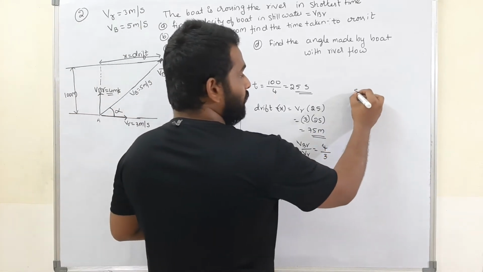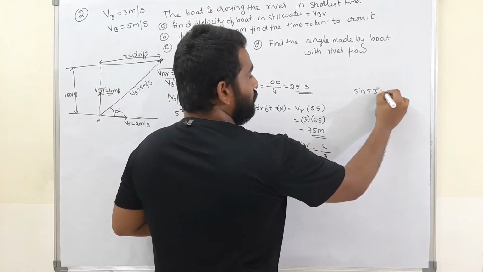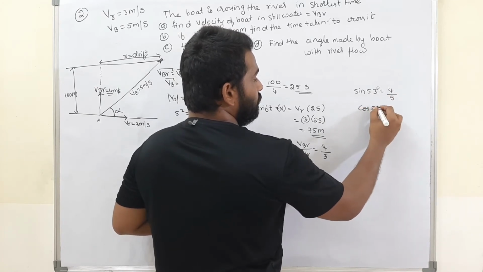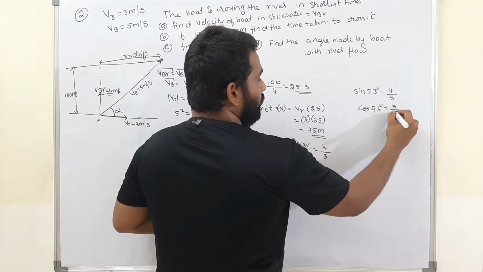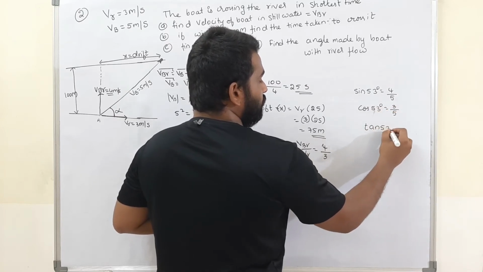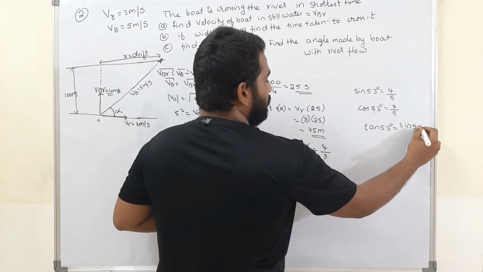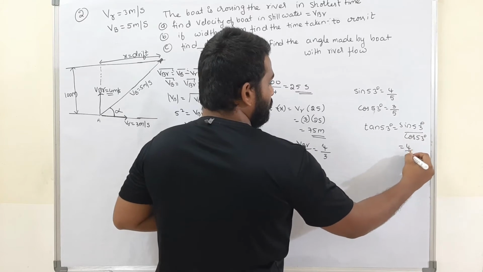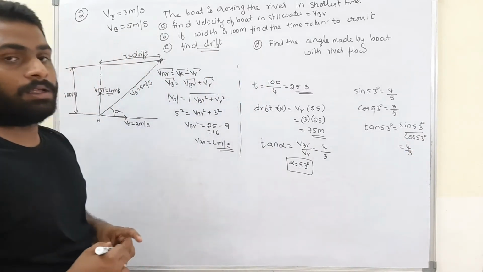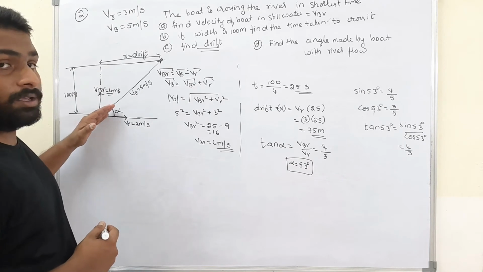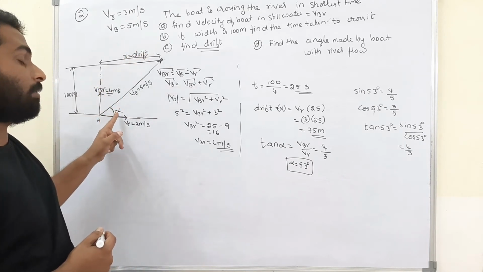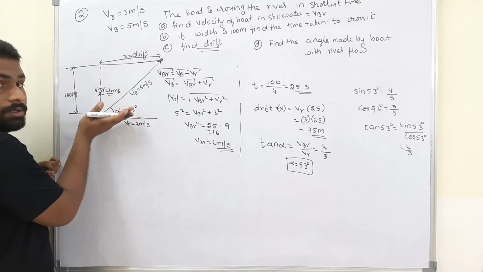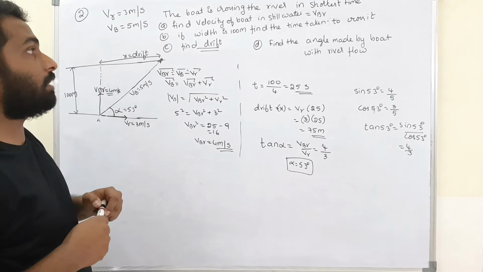Sin 53 degrees is equal to 4 by 5. Cos 53 degrees is equal to 3 by 5. Therefore tan 53 is equal to sin 53 by cos 53 degrees, which is nothing but 4 by 3. Therefore with what angle? The resultant of both, the direction of boat will be making an angle 53 degrees with the velocity of river. And this point is clear.